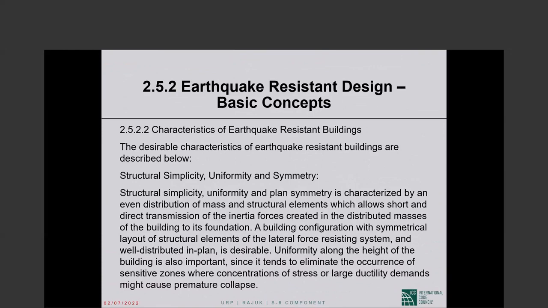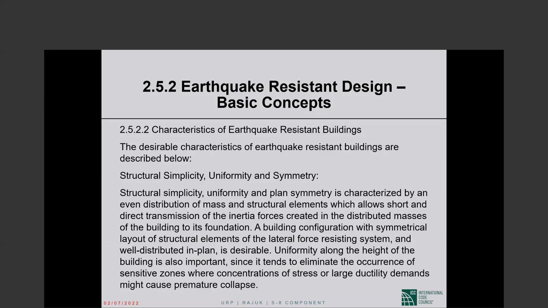Now, this is the material that, as I indicated, does not belong in the code, but this is good stuff. So I think we should. I kind of want to point this out by reading, and this is 3 or 4 slides, not a whole lot. So, characteristics of earthquake-resistant buildings. I wouldn't read them unless they were really full of very good sense. The desirable characteristics of earthquake-resistant buildings are described below.